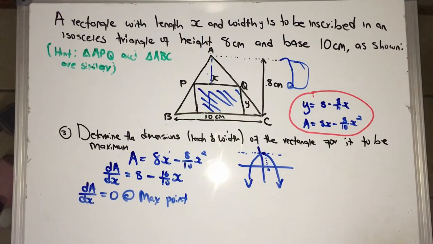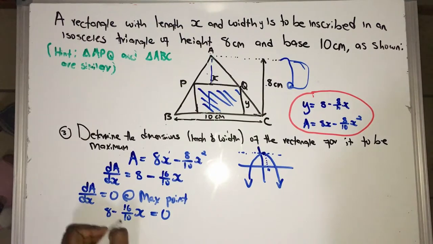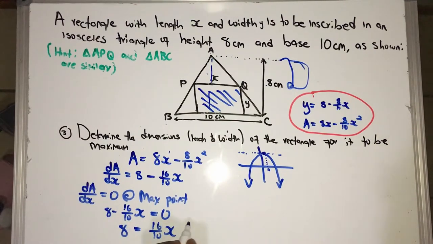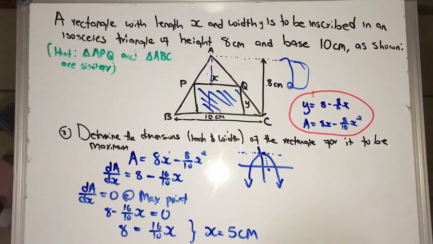Okay, so this is our 8 minus 16 over 10x equals 0. So solve for that x value. Move the other term to the other side: 8 equals 16 over 10x. So this implies our x is 5 centimeters. Okay, we get the value of that x to find the maximum area.